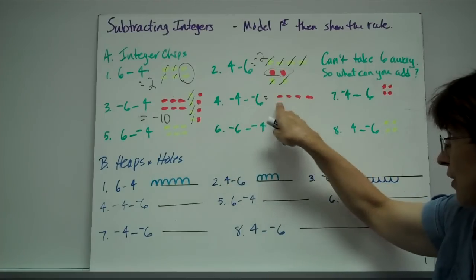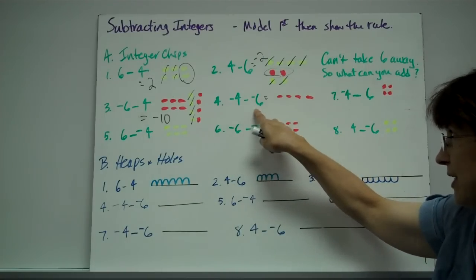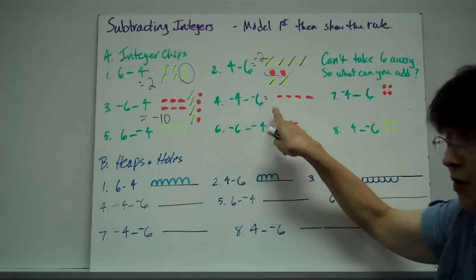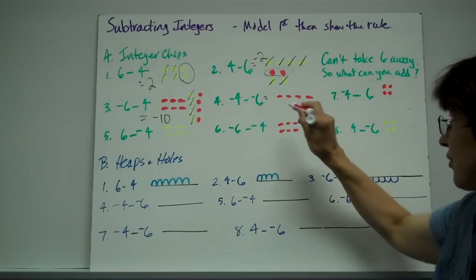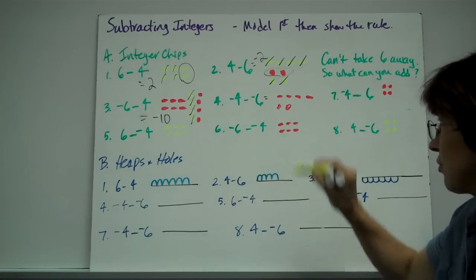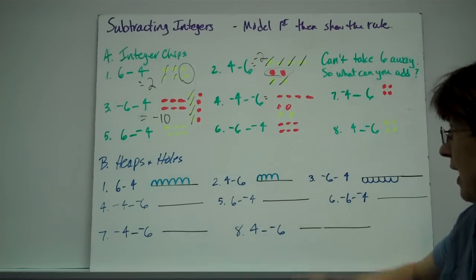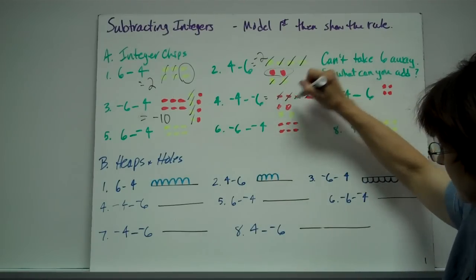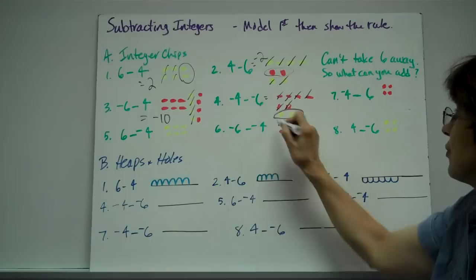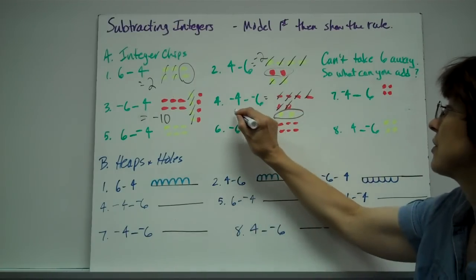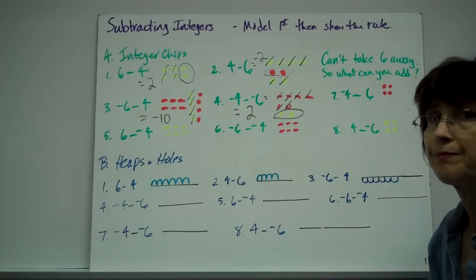Okay, so here I have negative 4, I have 4 red chips, and I want to take away 6 red chips. Well, I almost have 6, so I've got to add 2 more zero pairs to get 6 reds, right? So if I add 2 more zero pairs, I can now take away 6 red chips. And I'm left with 2 yellow chips. So my answer is positive 2.